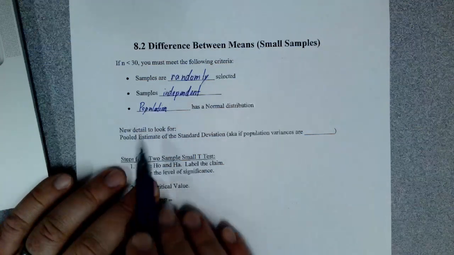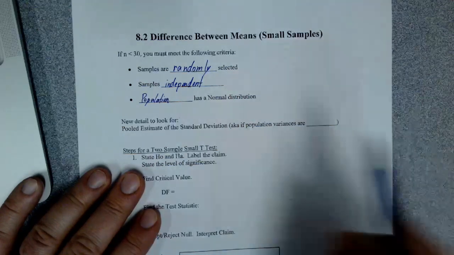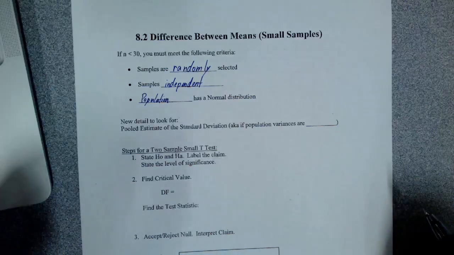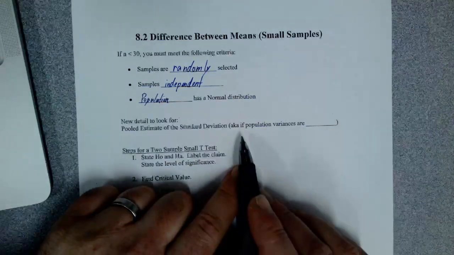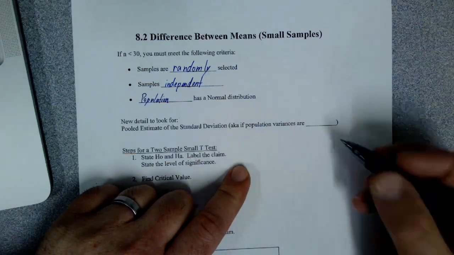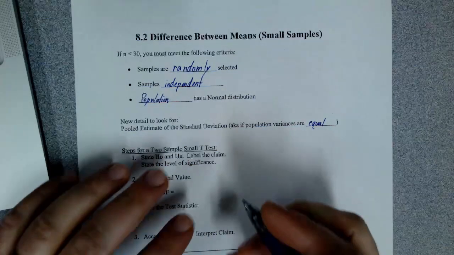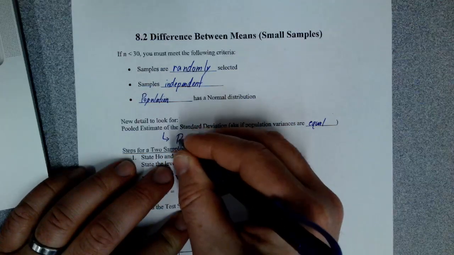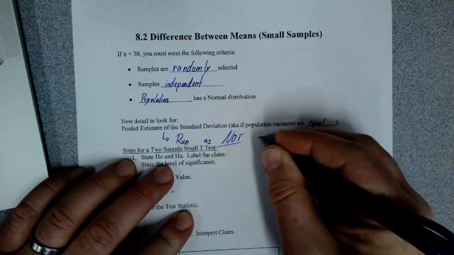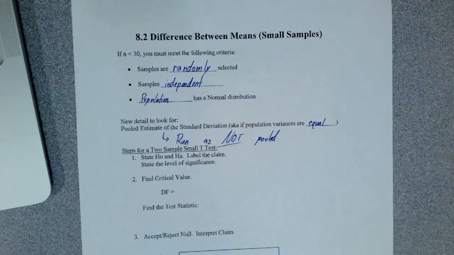Okay. Something else on your calculator that you're going to run into is they're going to ask if you want it pooled. Pooled estimate for the standard deviation. So what that means is you want to know if the population variances are equal or not. Generally, just select not pooled on your calculator. Okay. So run as not pooled. Okay. Just ease it up, run it that way every time, you'll be fine.